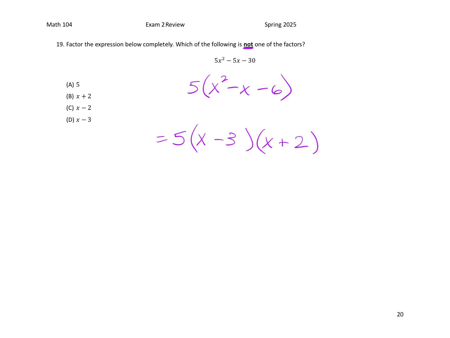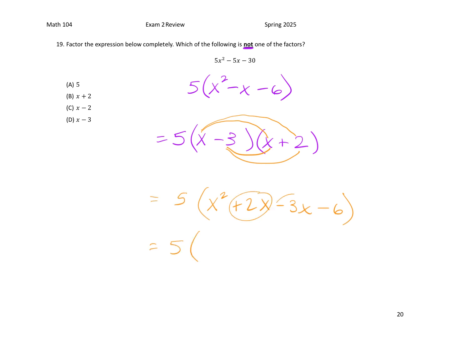And let's double check. Do a quick FOIL to make sure that this comes out correctly. So x times x is x squared. x times 2 is +2x. -3 times x is -3x. And -3 times +2 is -6. And this all has the 5 in front. And when I combine my like terms, that's x squared minus x minus 6. Good. That's what I wanted to get.